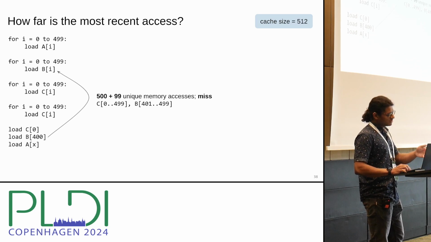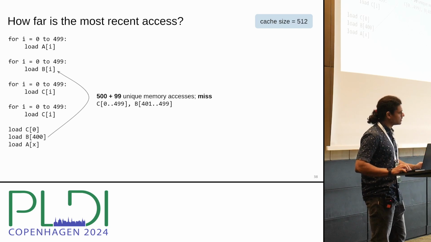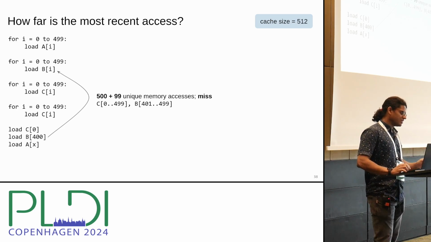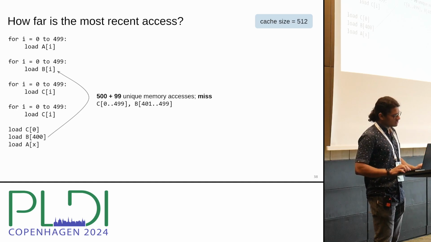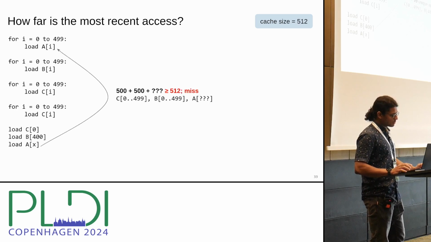For B, it would be 500 because of these loops. Both of these loops combined access only about 500 unique elements because C is repeated. Then iteration 400 of that loop has 99 after it, so 599 in total, which is more than the cache size. So you get a miss.